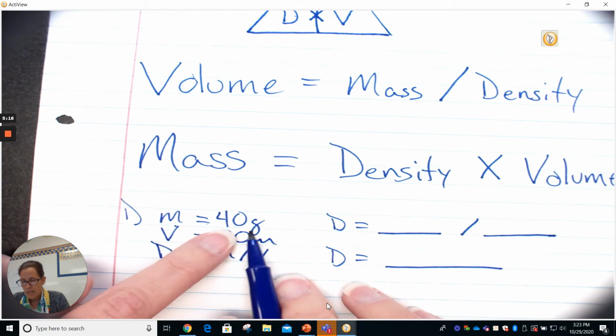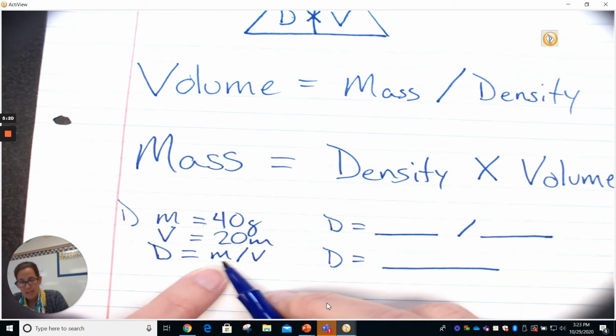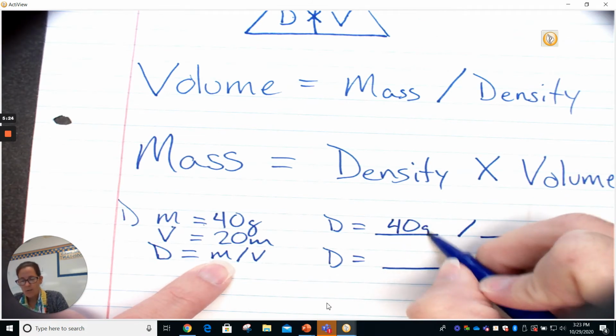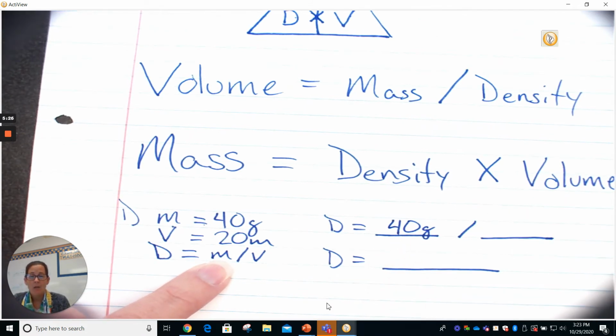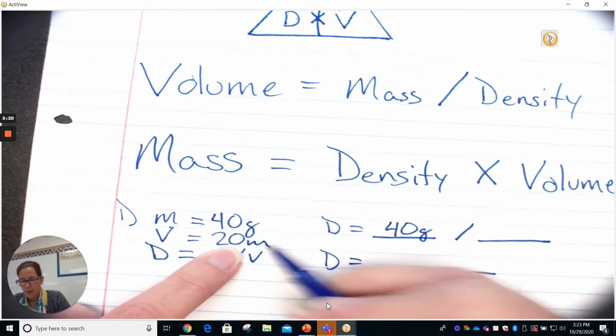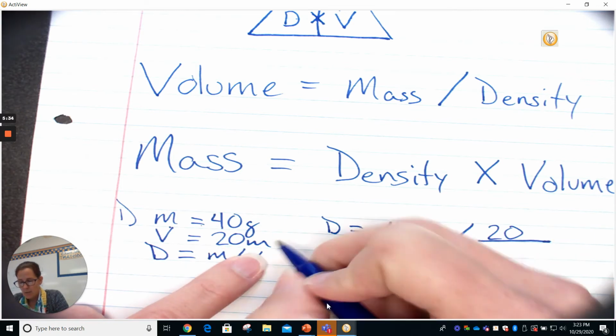Okay, we've got grams, so we know this is mass. Mass goes first because density equals mass divided by volume. So we'll put 40 in grams. This is science. We need our units. Grams are our unit. Divided by the volume, which is 20 milliliters.